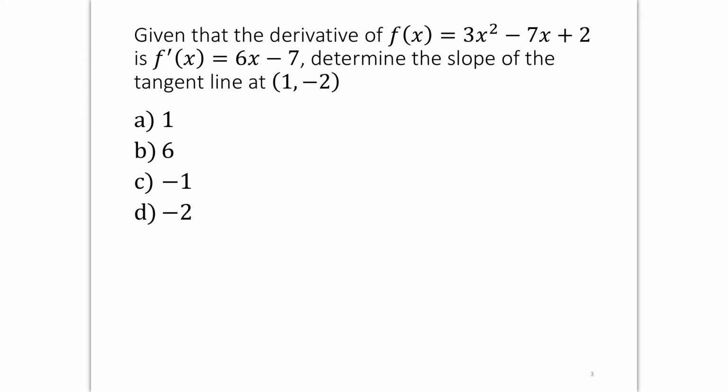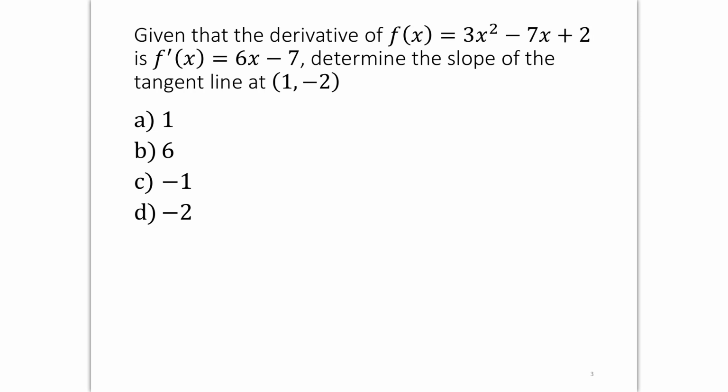Now let's go ahead and do a multiple choice question here. Given that the derivative of f of x is 6x minus 7, since we just calculated it, determine the slope of the tangent line at (1, negative 2). So go ahead and pause the video and give it a try.